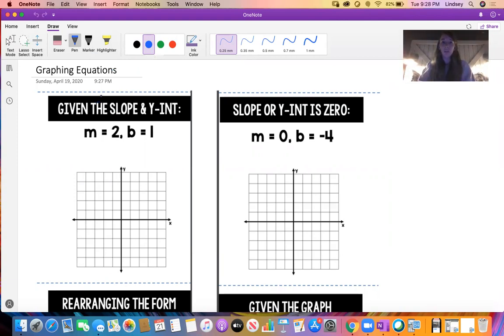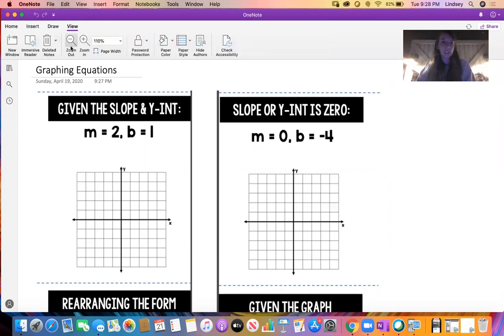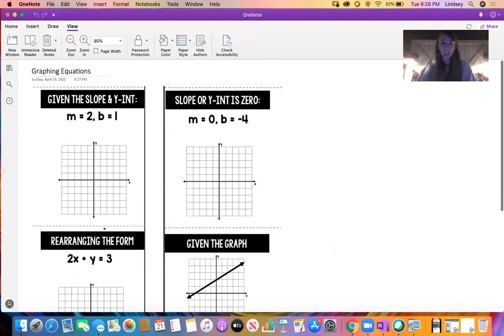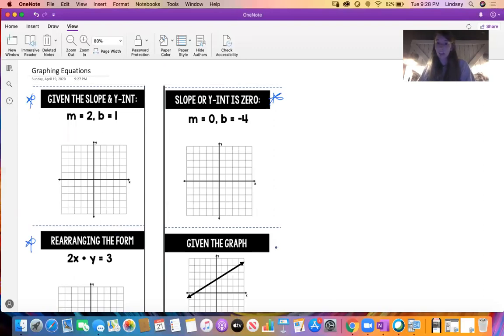Okay, so we're going to be looking at these 4 different scenarios that you may come to when graphing equations. We're going to be looking at when you're given the slope and the y-intercept, when the y-intercept or the slope is 0, when your equation is not set equal to y, and then if you're given the graph and you have to create the equation. Okay, so let's go ahead and just get started.